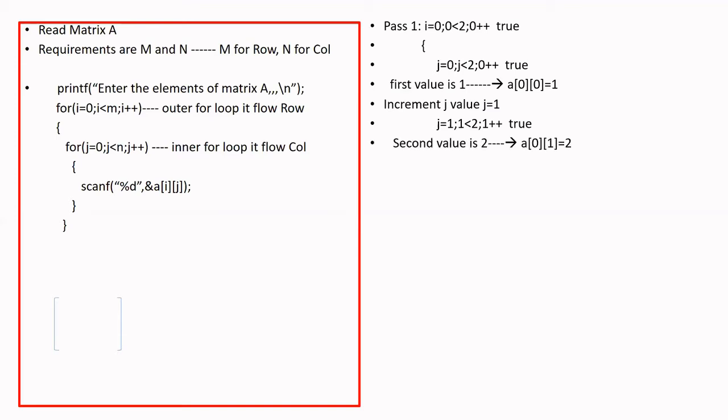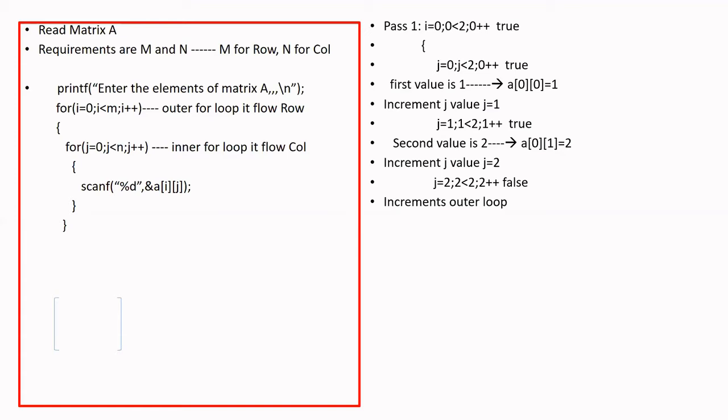I'll read one more element. I'll pass 2 as my next input. So j is updated to 1, that is A of 0, 1, and the value is 2. Next, it increments j again. Now the j value is 2. Is 2 less than 2? No. The condition fails. Once the inner for loop condition fails, it automatically comes to the outer for loop to increment.